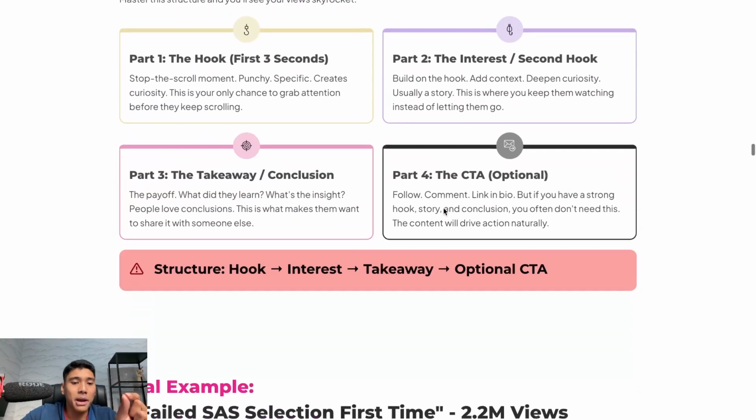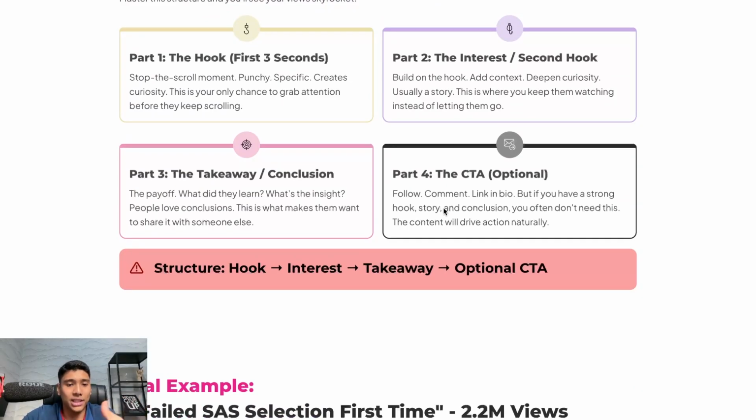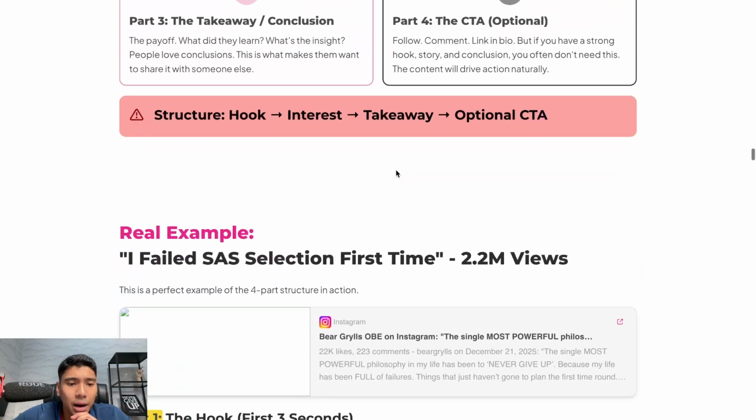And then number 3, part 3, you get the payoff. What did they learn? What's the insight? People love messages that they can share, that they can relate to. And then part 4, obviously the CTA. This is optional. If you're selling something, or you're selling a lead magnet, you can have this, but if not, no need.